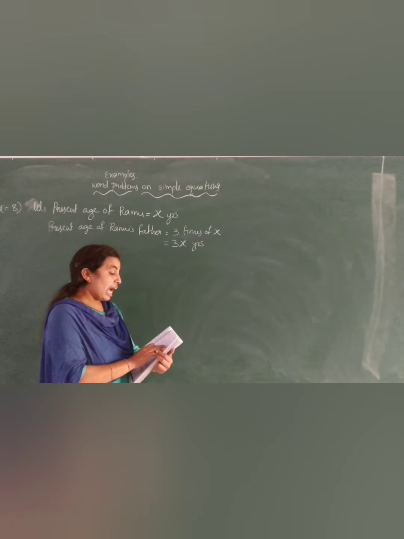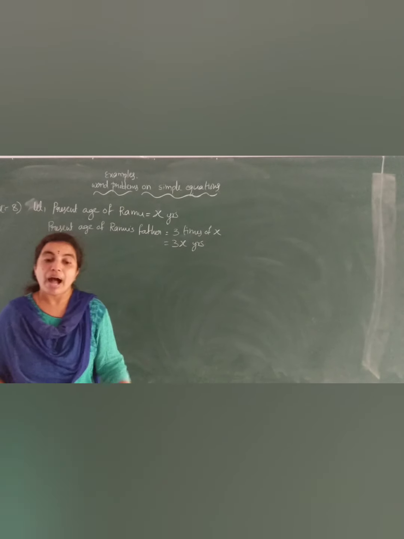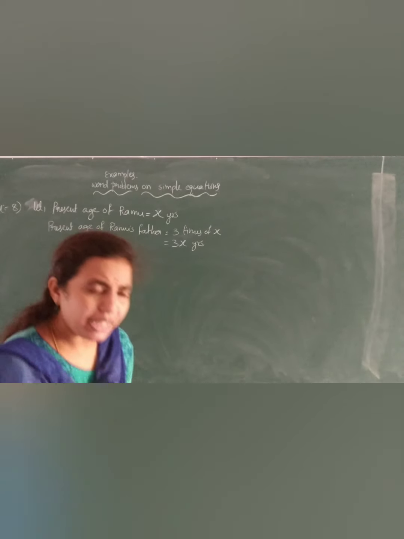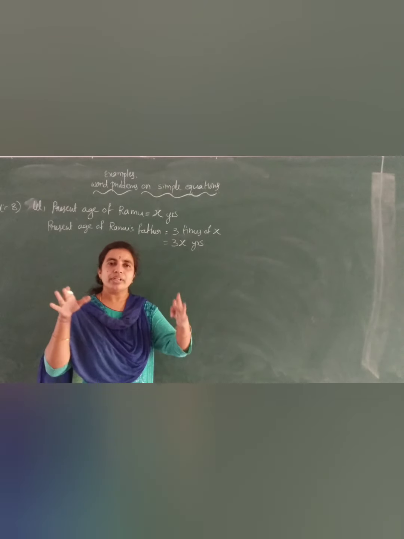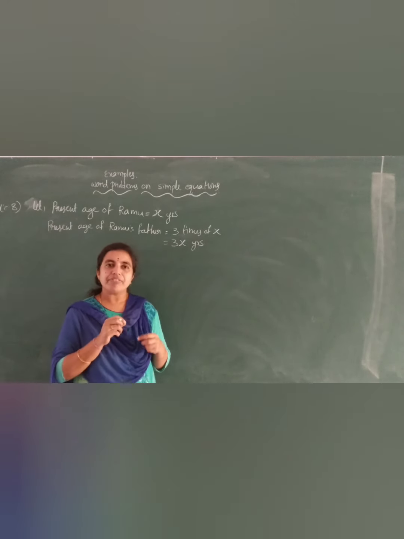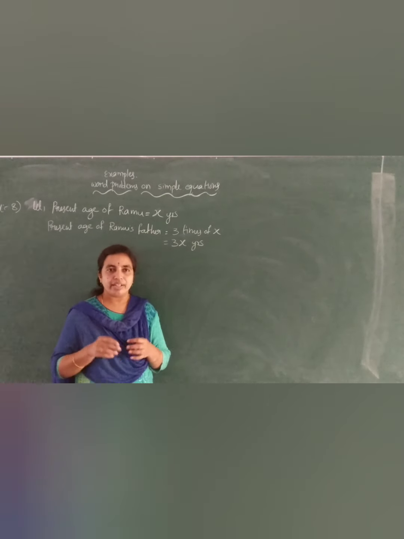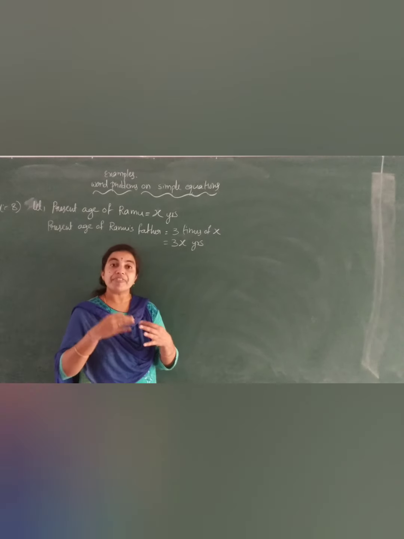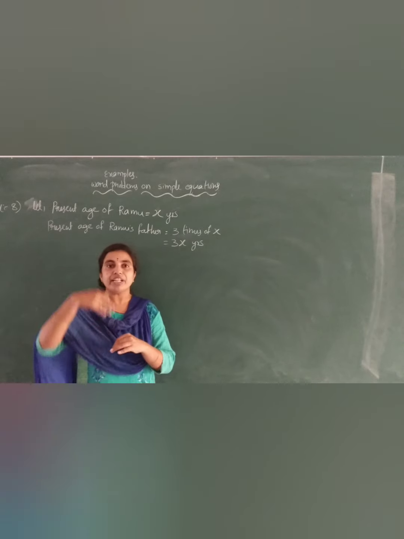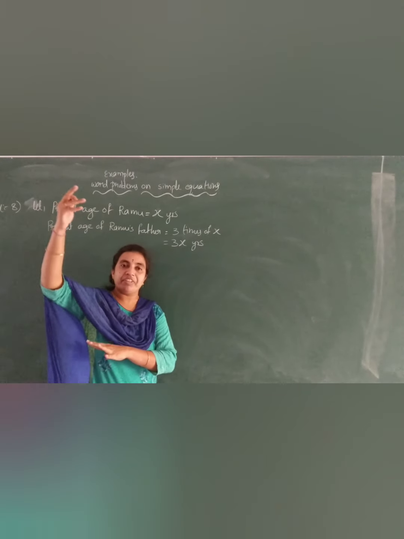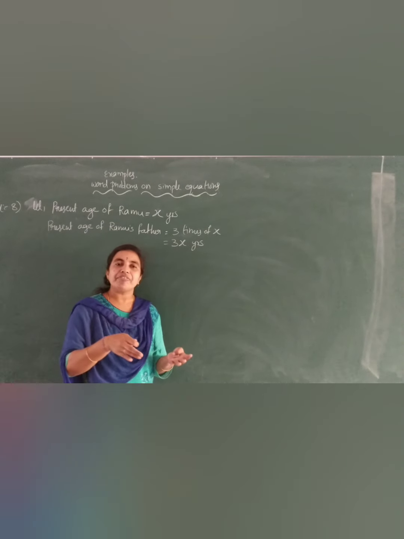Then what they have given? After 5 years, the sum of their ages would be 70 years. After 5 years. See, whenever if we ask you your age, now your age is 12 years. After 5 years, what will be your age? Now your age is 12. After 5 years, your age will be 12 plus 5. After completion of 5 years, your age will be 17. Obviously, you have to add 5.